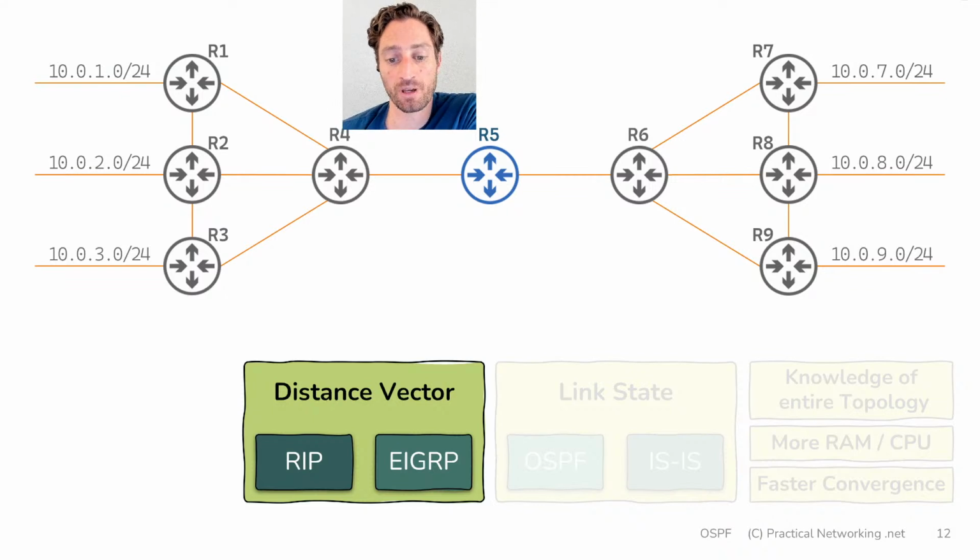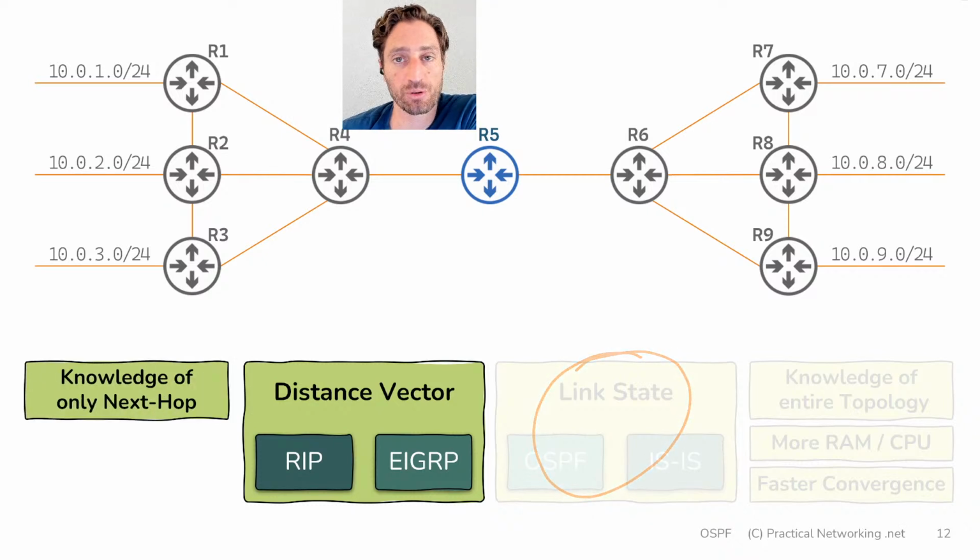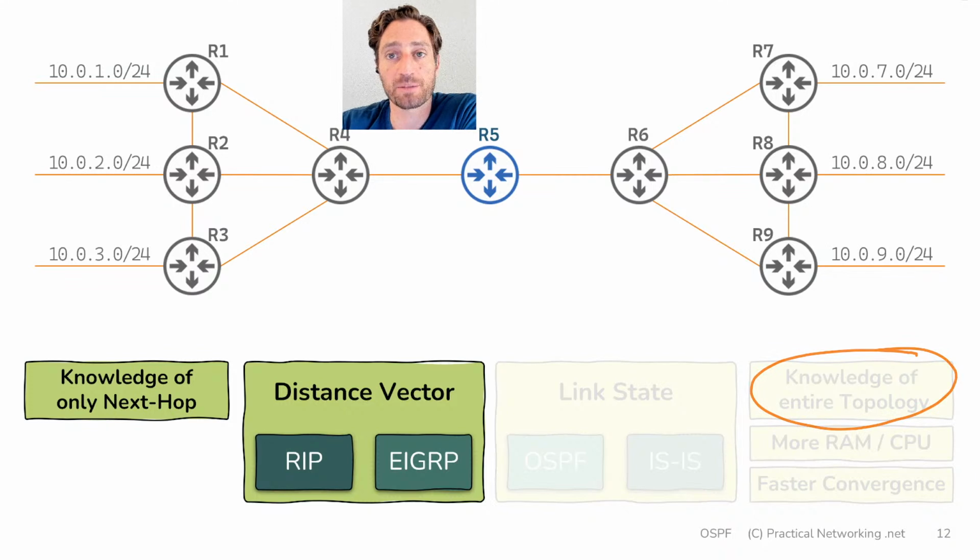So the way distance vector is different from link state is that distance vector protocols don't provide knowledge of the entire topology. They really only provide knowledge of the next hop.